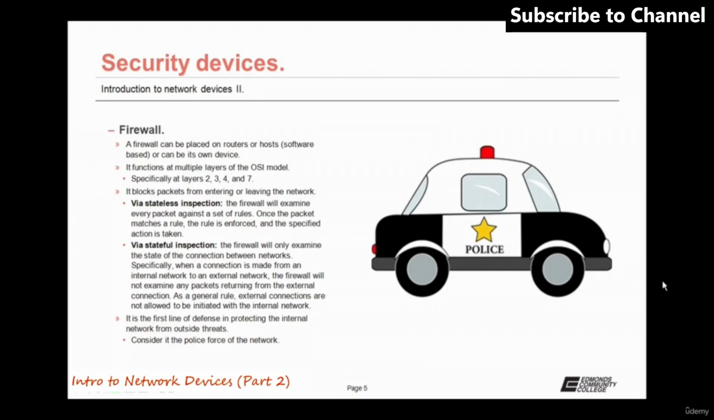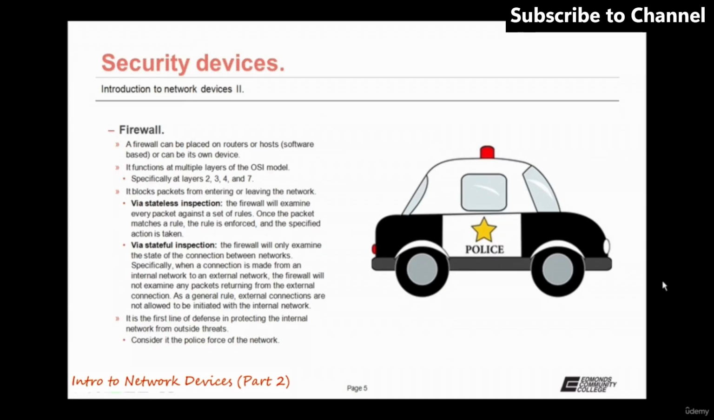A firewall can block packets from entering or leaving the network, and it does this through one of two methods. It can do it through stateless inspection, in which the firewall will examine every packet that enters or leaves the network against a set of rules. Once the packet matches a rule, the rule is enforced and the specified action is taken.